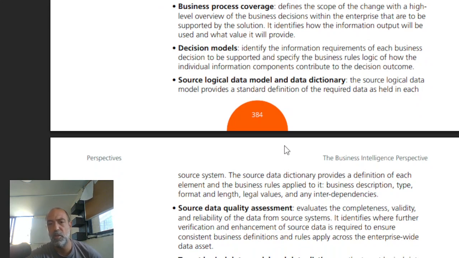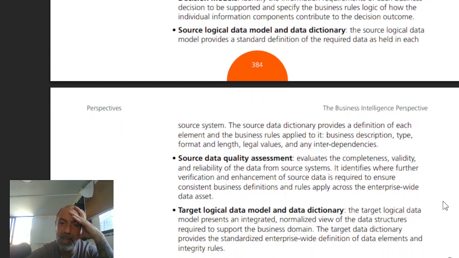Source logical data model and data dictionary. The source logical data model provides standard definition of the required data as held in each source system. The source data dictionary provides a definition of each element and the business rules applied to it: business description, type, format and length, legal values, and any interdependencies.